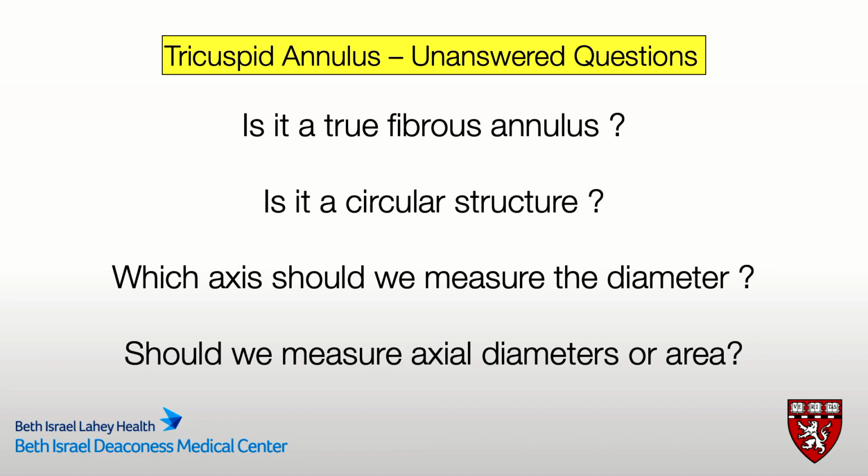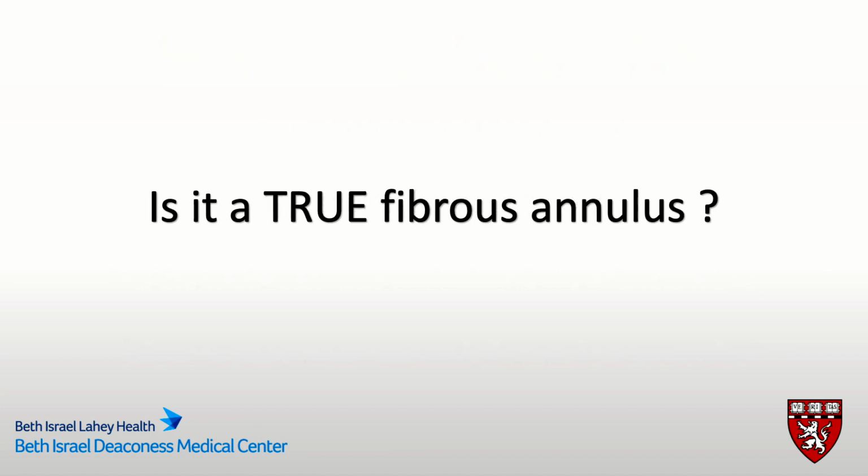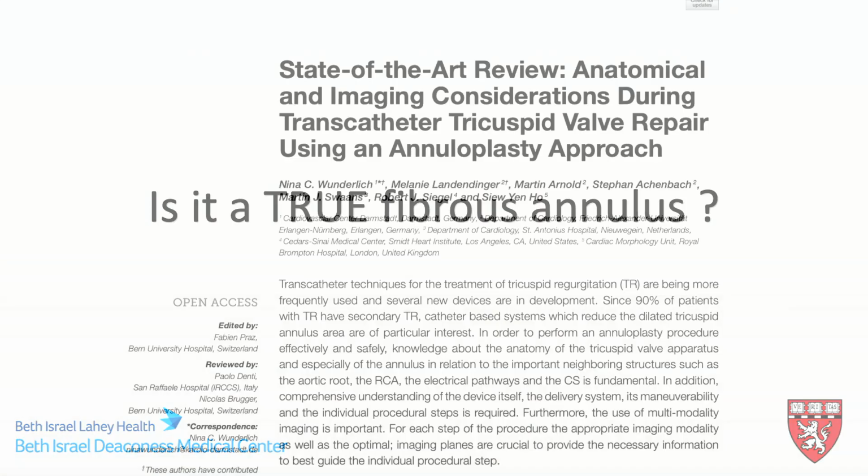Is it truly circular in structure? And which axis should we measure the diameter? And should we measure the axial diameters or the area of the tricuspid annulus? So these are a few of the questions that we'll answer. So the first question to answer is, is this a true fibrous annulus?